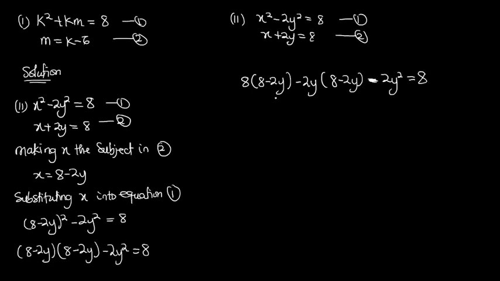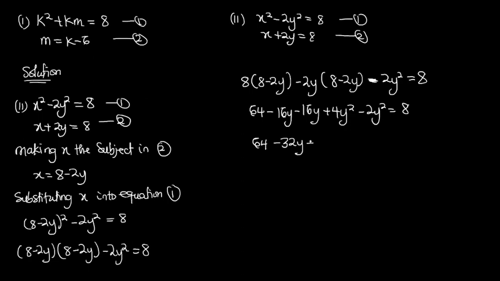Alright, so from here 8 multiplied by 8 will give me 64. 8 multiplied by 2 will give me 16, so I have 16y here. So this is also 16y. The negative 2y multiplied by negative 2y will give me positive 4y squared, minus the 2y squared over here is equal to 8. So I have here 64, this negative 16y minus 16y will give me negative 32y.